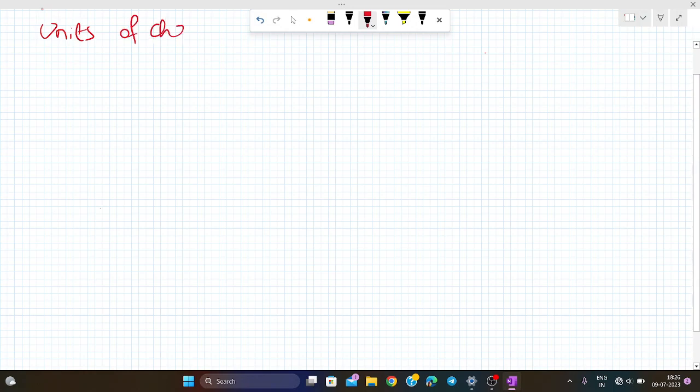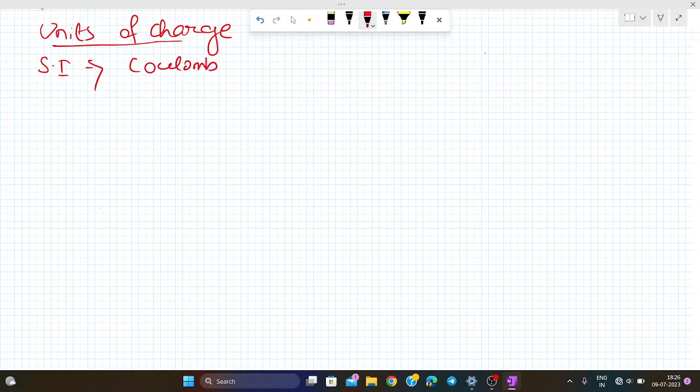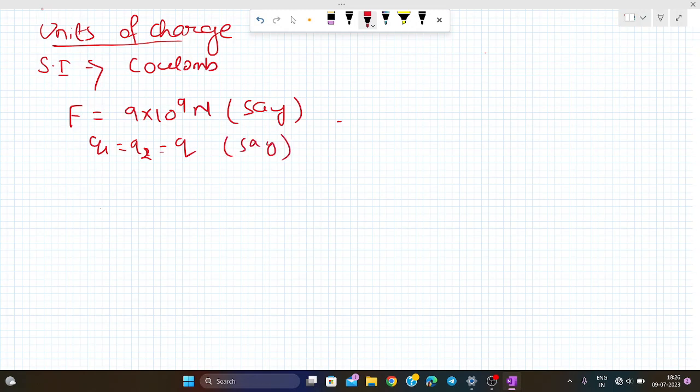Units of charge. So in SI system, what is the unit of charge? Its unit is coulomb. Let's prove it. The unit of force is Newton, and let's suppose this one is 9 into 10 to the power 9 Newton, say, and we have Q1 is equal to Q2 is equal to Q, say, and R is equal to the distance between two charges. Let's suppose 1 meter. I am taking everything in SI unit.